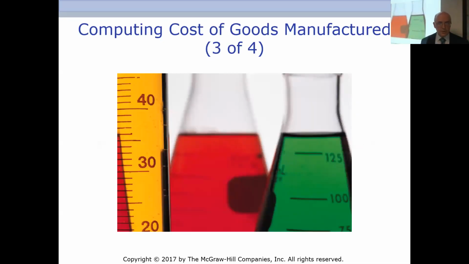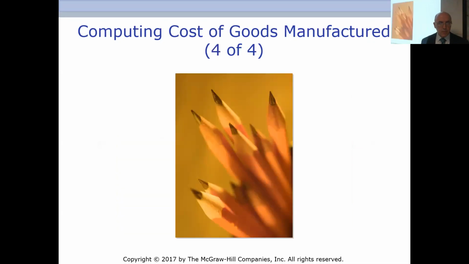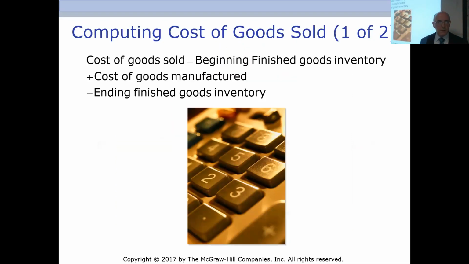I don't know what that's for. It's a nice color thing there. There's another one. You know what those are, right? Pencils. Accountants used to use those in the old days. You've maybe seen them around.